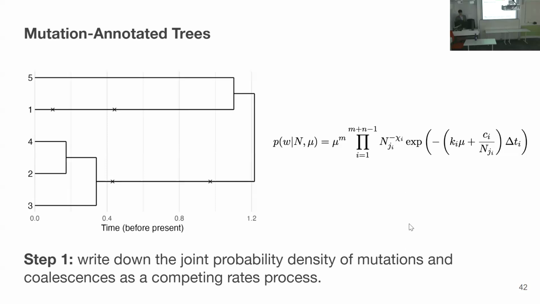So first, what we're going to do is we're going to write down a joint probability density of the mutations and the coalescences, which actually is a very elegant closed form in that we can think of it as a competing rates process. And let me walk through this formula.